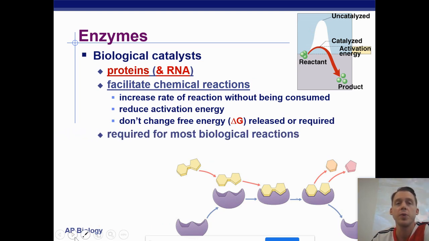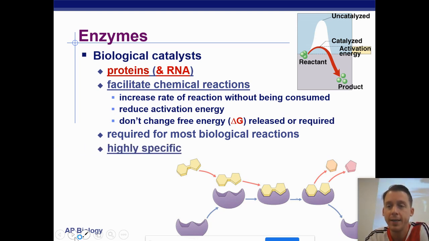And most biological reactions are going to require an enzyme. This is because we need things to happen quickly in a cell. We can't wait. We need millions of reactions to happen, often all at the same time. We can't wait for these reactions to happen on their own. We need an enzyme to help them happen quickly enough and in a high enough quantity.